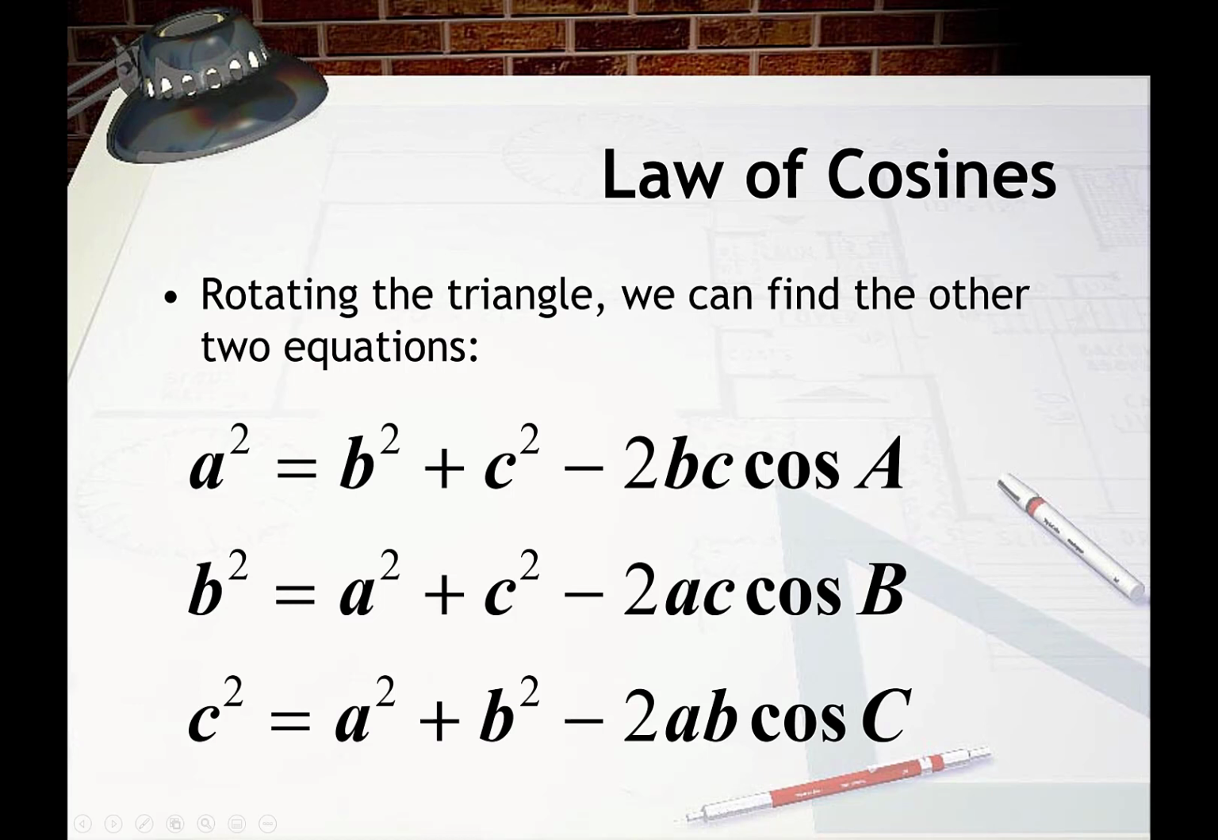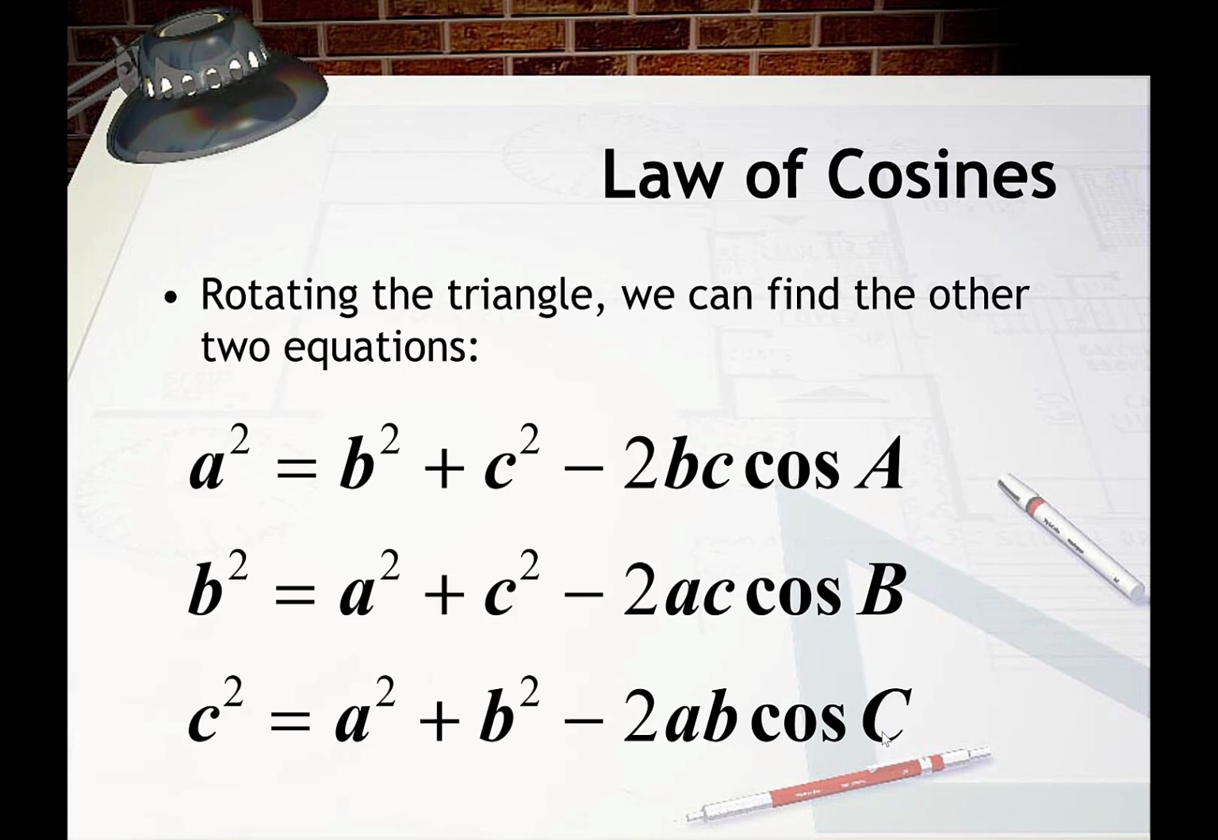You might notice that the bottom one looks a lot like the Pythagorean theorem, and in fact it is. Pythagorean theorem is actually a special case of the law of cosines. It is the case where angle C is 90 degrees, because cosine of 90 is 0. So this last part goes away, and we end up with just a squared plus b squared equals c squared. Another way you could look at it is that the law of cosines is the Pythagorean theorem with a little bit of a correction. The minus 2ab cosine C adjusts to make up for the fact that that angle is not 90 degrees.